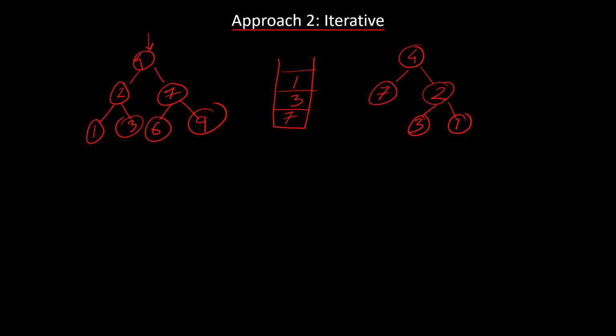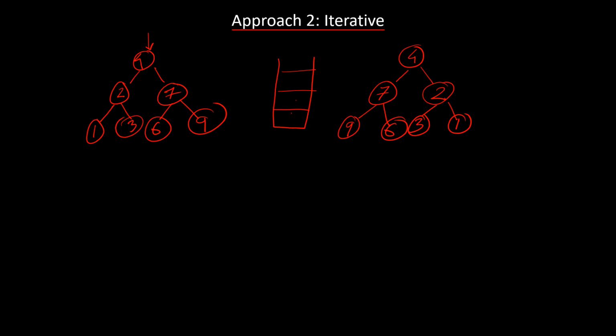Then again pop 1, then swap the children. So 1 doesn't have any child. Then go back again to the queue, pop 3, doesn't have any child, okay? And then pop 7, has children, which are 9 and 6. Put the 9 and 6 in the queue. Then pop 6, there is no child. Pop 9, there is no child, and the queue is empty.